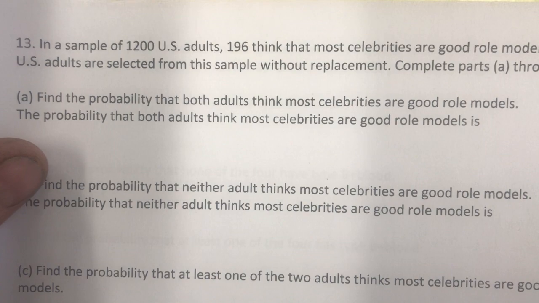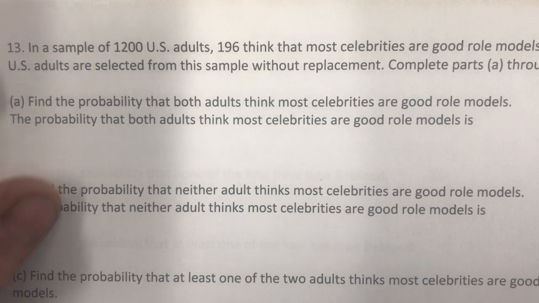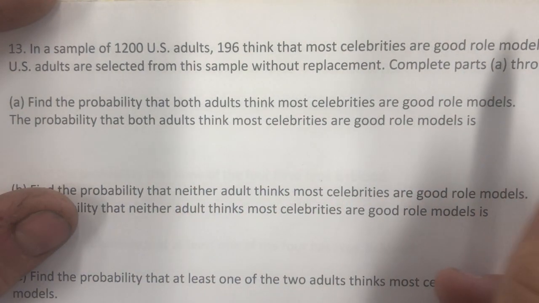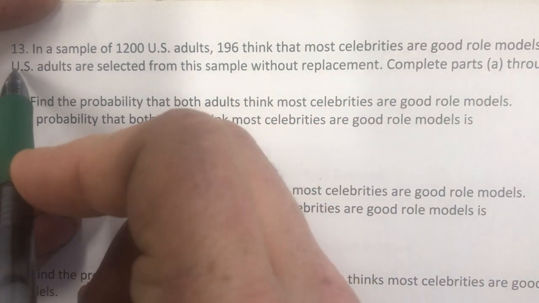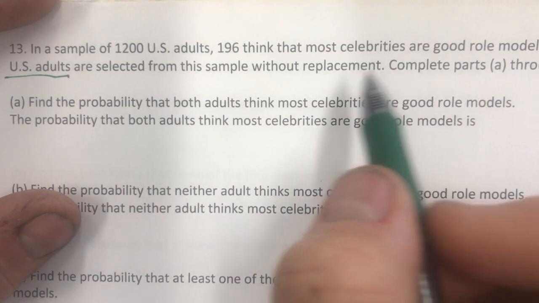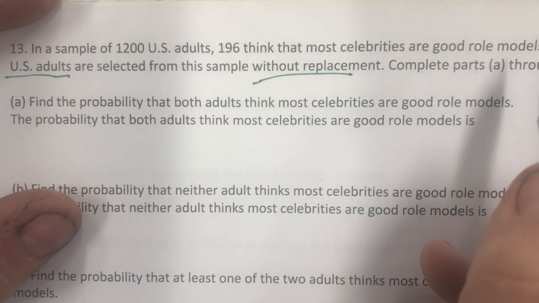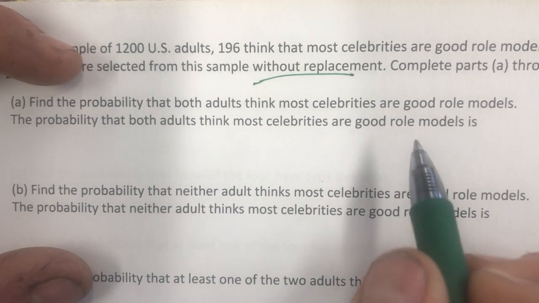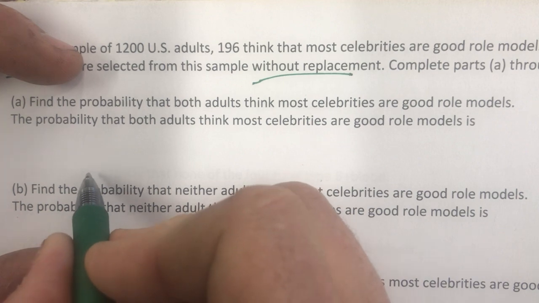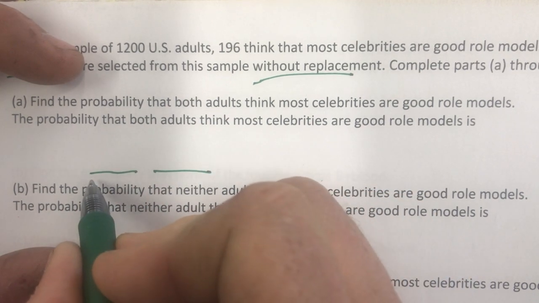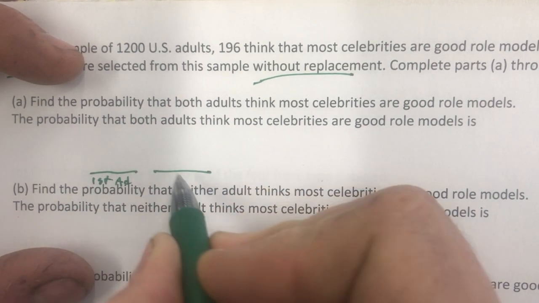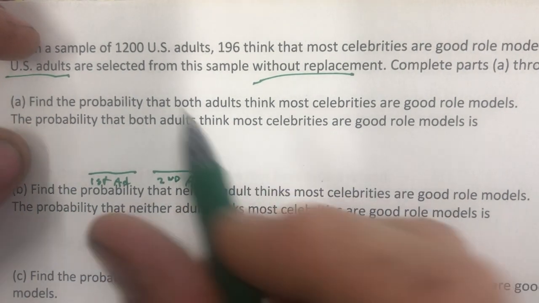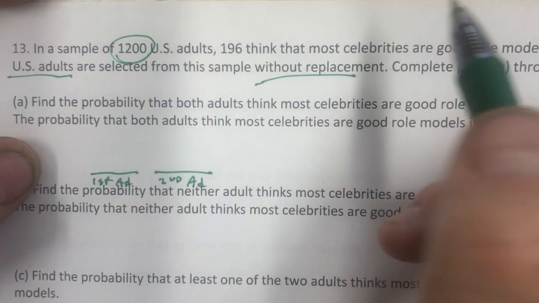All right, number 13 here. In a sample of 1,200 U.S. adults, 196 think that most celebrities are good role models. 2 United States adults are selected from this sample without replacement. Complete parts A through C. Find the probability that both adults think most celebrities are good role models. All right, so you have 2 adults. So here's the first adult and the second adult. There's 1,200 adults here.